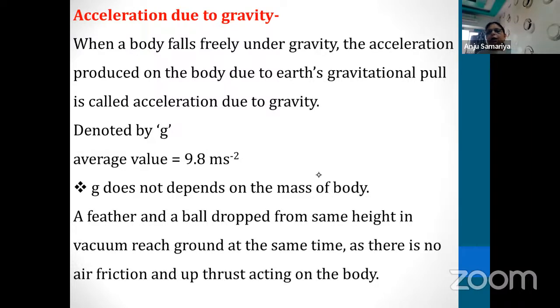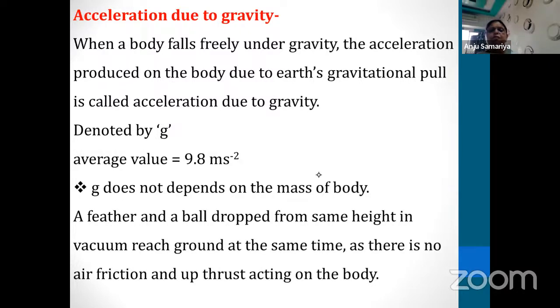Because had there not been any force towards the Earth's center, the body would have gone out into space. But it is not happening. The body is coming towards the Earth because there is a pull towards the Earth's surface. And because of this pull, an acceleration is produced, and that acceleration is called acceleration due to gravity.